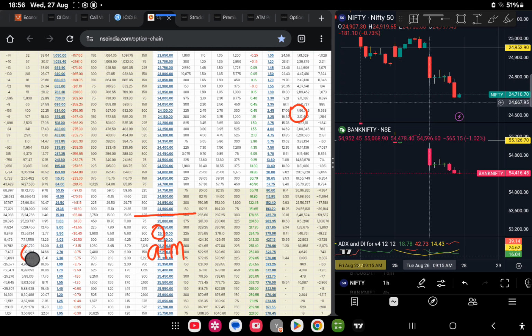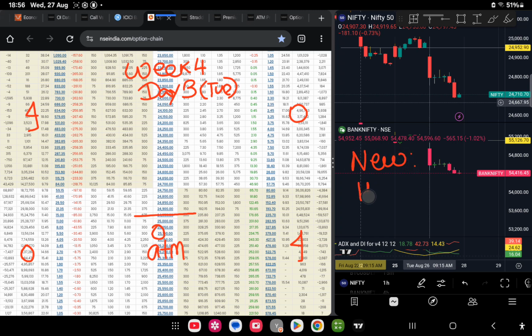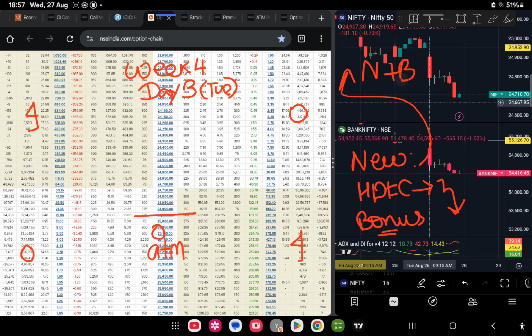So this becomes our OTM and this becomes our ITM. Let me tell you, this is week 4 data and day 3, that is Tuesday. We could see that there is news in the market regarding the HDFC bonus split. That's why HDFC started going down because of the bonus or split news, which is indirectly reflected on Nifty and Bank Nifty. Bank Nifty we'll get to later.